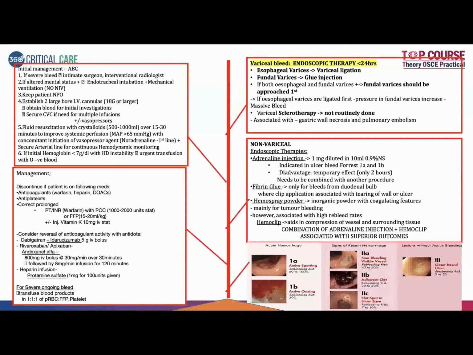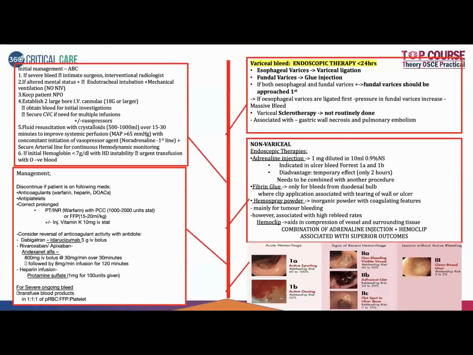If the patient has been already on some anticoagulants or antiplatelets, consider stopping them immediately. Correct the prolonged INR or APTT. So if the INR is prolonged due to warfarin intake, then you will have to give FFPs at a volume of 15 to 20 ml per kg, or prothrombin complex concentrates. There are two types of PCCs, 3-factor or 4-factor PCCs. So you can transfuse either of them at specific units based on the INR. So there are specific units that are recommended.